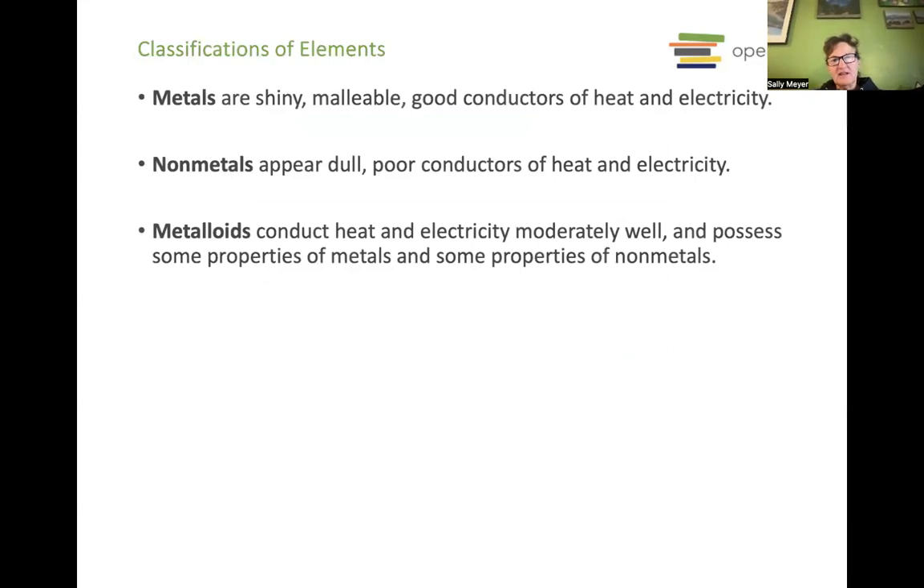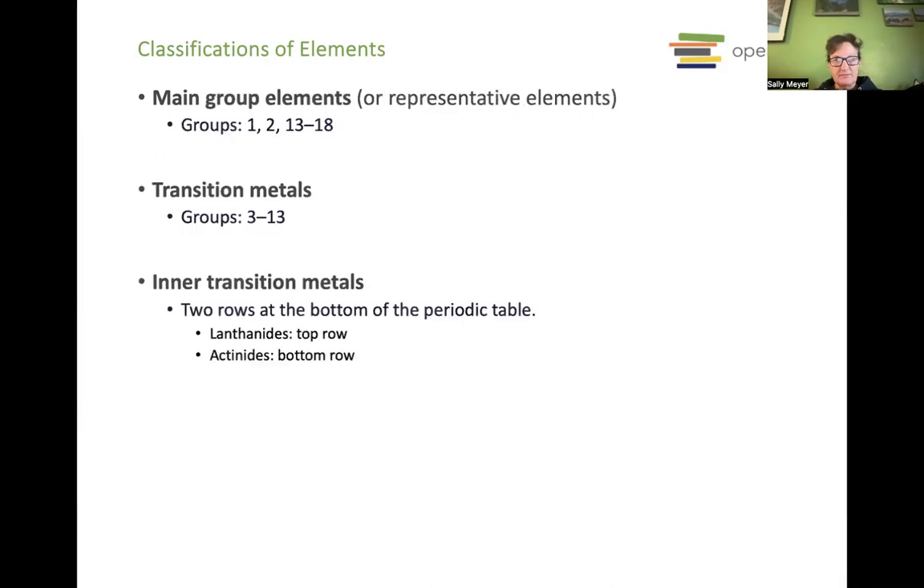Metals are shiny, malleable, good conductors of heat and electricity. Malleable means that you can shape them into different shapes, not bend them, but easily shape them, I guess is the word I will use. Non-metals are dull, poor conductors of heat and electricity, and metalloids conduct heat and electricity moderately well and possess some properties of metals and some properties of non-metals.